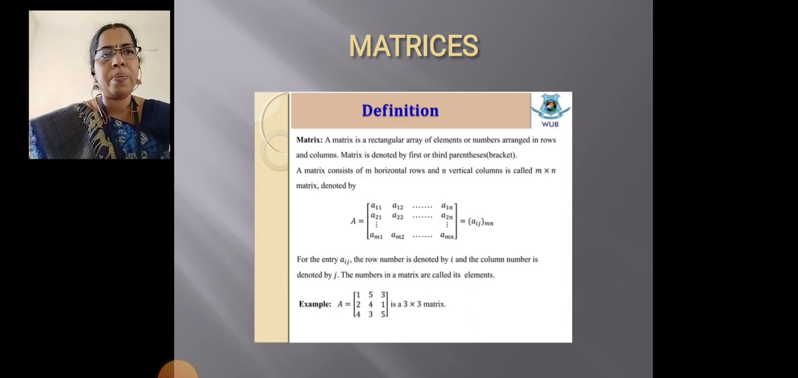It is denoted by A equals A11, A12, up to A1n, up to Am1, Am2, up to Amn. This is called the Aij, m by n matrix. For the entry Aij, the row number is denoted by i and the column number is denoted by j. The numbers in a matrix are called its elements. Example: A is equal to a given 3 cross 3 matrix.